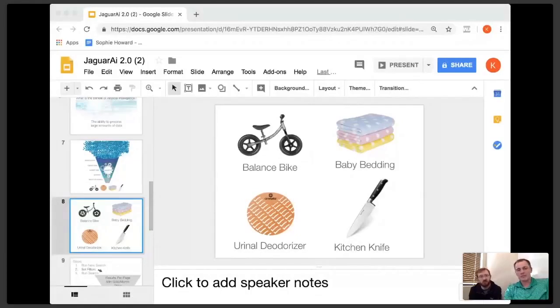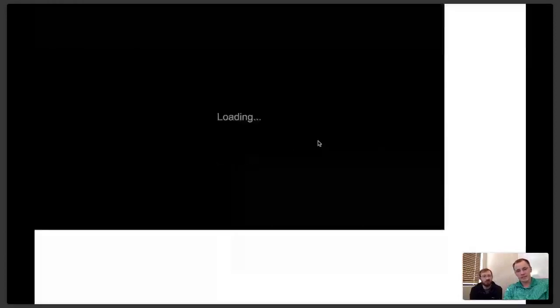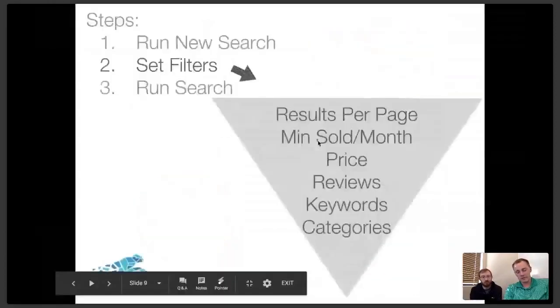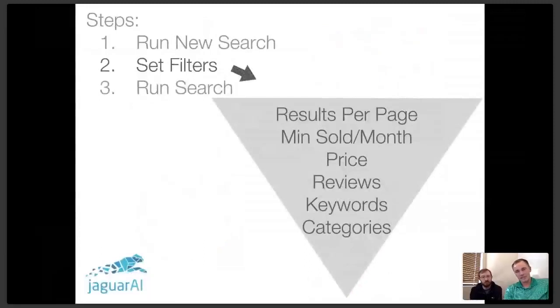Our hope as we made this was to keep it as simple as possible, so that you as users of the product would be able to keep it simple, find what you need fast, and make those educated decisions. And so as you log into your Jaguar AI, you essentially just pick to run a new search, and you set filters. And these filters are simple. You can pick, obviously, the results you want per page, which is just helping you to figure out how much data do I want to see at once.